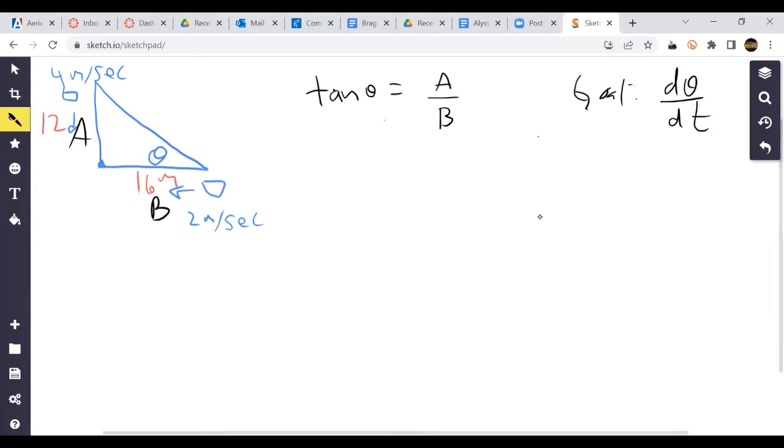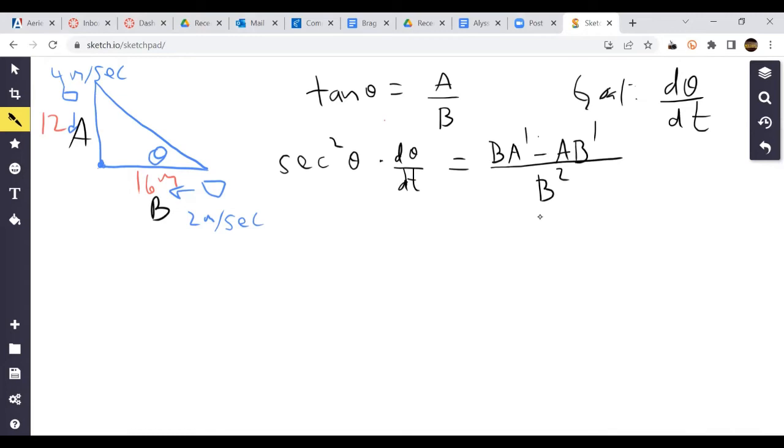Now, why don't we find the derivative of both sides? The derivative of tangent of theta would be secant squared theta times d theta dt by the chain rule, equals. Now on this side, let's go quotient rule, because neither of these are constant. Both A and B are changing. So let's apply the quotient rule. So let's go bottom, derivative top, minus top, derivative bottom, over the square of the original bottom.